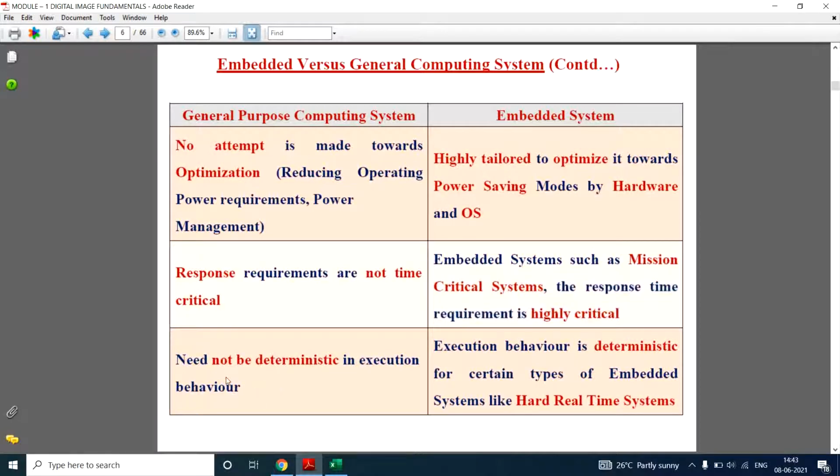General purpose systems need not be deterministic in execution behavior, but here it should be deterministic for certain types of embedded systems, like hard real-time systems. So this is the introduction to embedded systems and the difference between embedded and general computing systems.